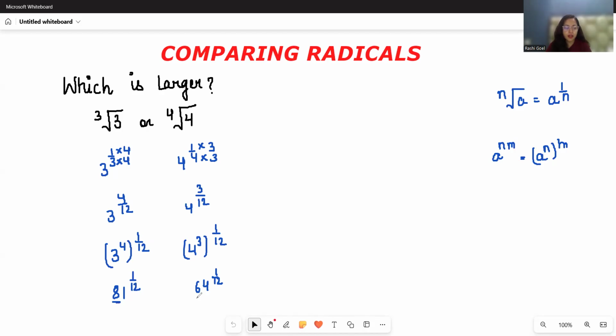So here 81 and here 64. So we know that 81 is greater than 64. So the cube root of 3 is greater than, larger than, the fourth root of 4.